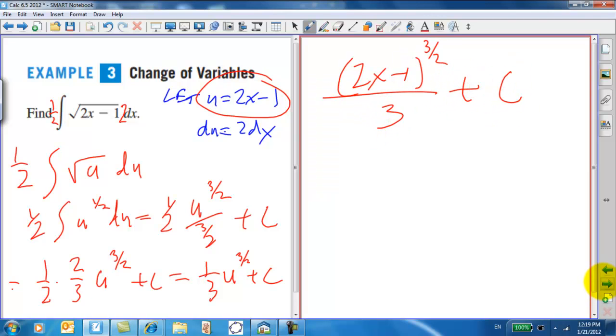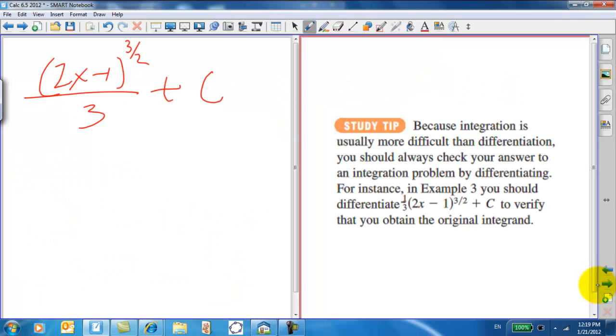And you can always check it by taking the derivative of the thing to see if it works out. Kind of like when you did factoring in the past, you could check it by actually multiplying out. So the same thing here. If you do an integral, which is the reverse of differentiation, you can check your integration by doing a derivative.